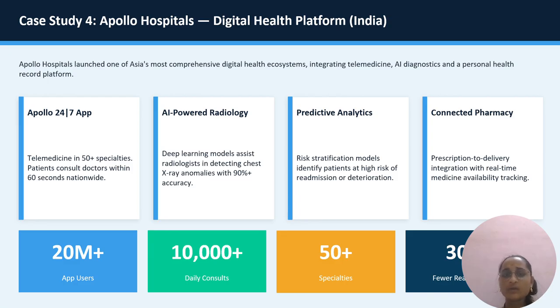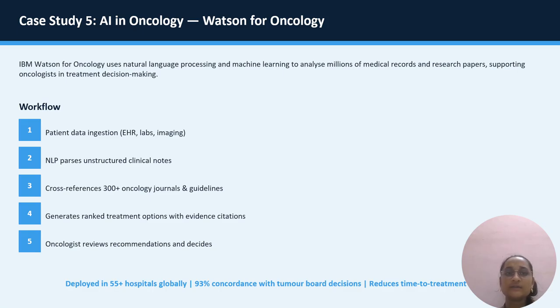And then the next case study is the fifth case study, AI in oncology, Watson for Oncology. It shows how IBM uses AI to help doctors treat cancer. IBM Watson for Oncology uses natural language processing and machine learning to analyze millions of medical records and research papers, supporting oncologists in treatment decision-making.